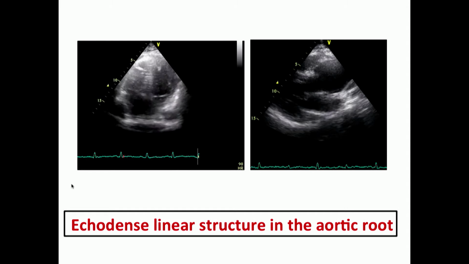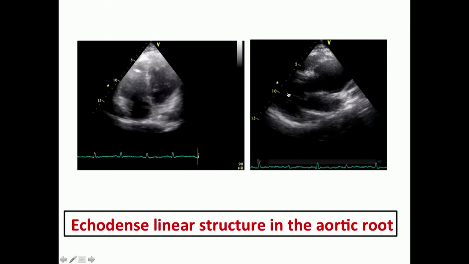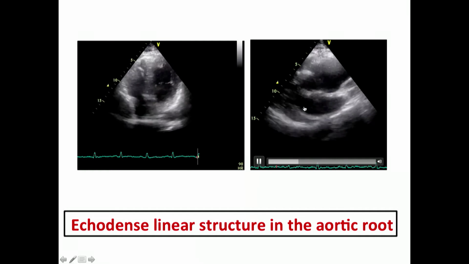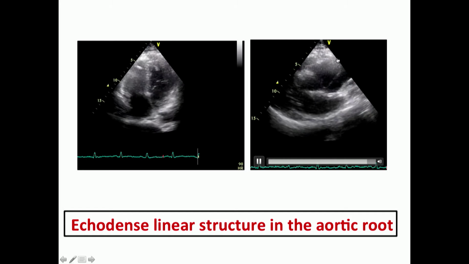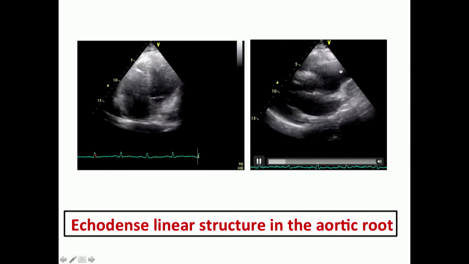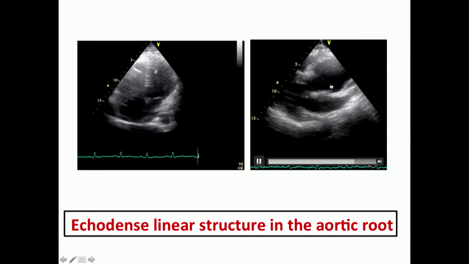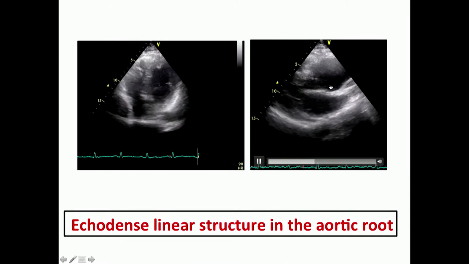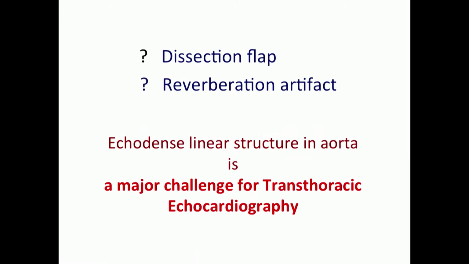In echocardiography, I could see normal-sized cardiac chambers with no regional wall motion abnormalities, good biventricular systolic function, no pericardial effusion. But while doing the parasternal long axis view, I could see a dilated aortic root and an echo-dense linear structure inside the aortic root moving up and down. Is this a dissection flap? Or is it a reverberation artifact?